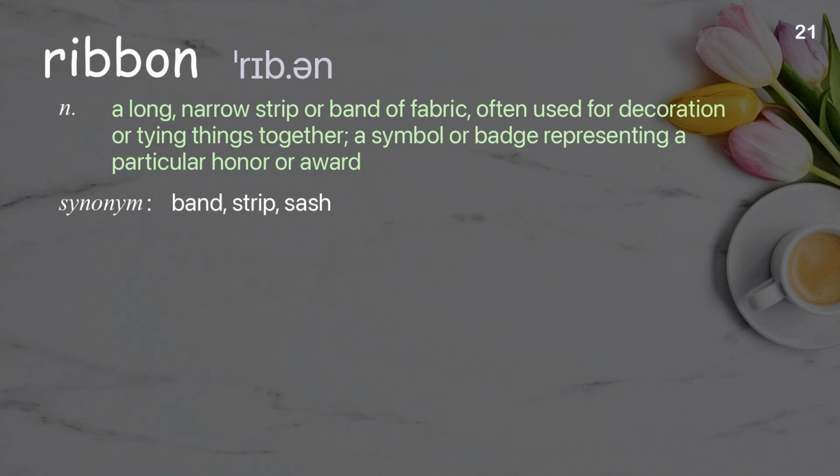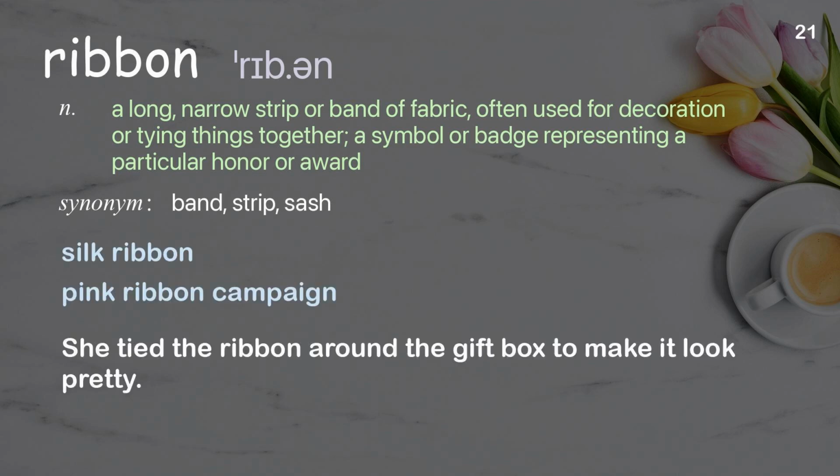Ribbon. A long, narrow strip or band of fabric, often used for decoration or tying things together, a symbol or badge representing a particular honor or award. Examples: Silk ribbon. Pink ribbon campaign. She tied the ribbon around the gift box to make it look pretty.